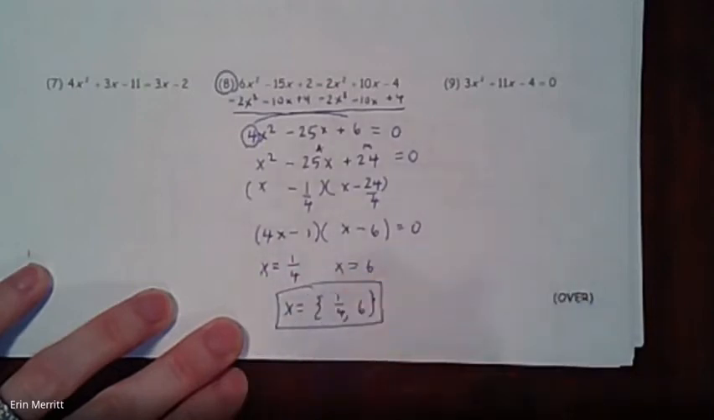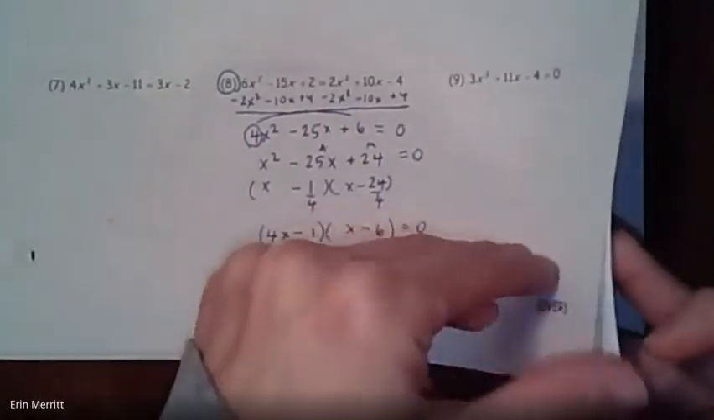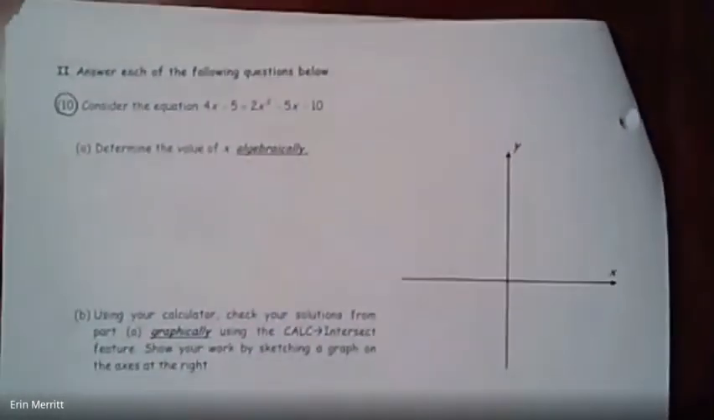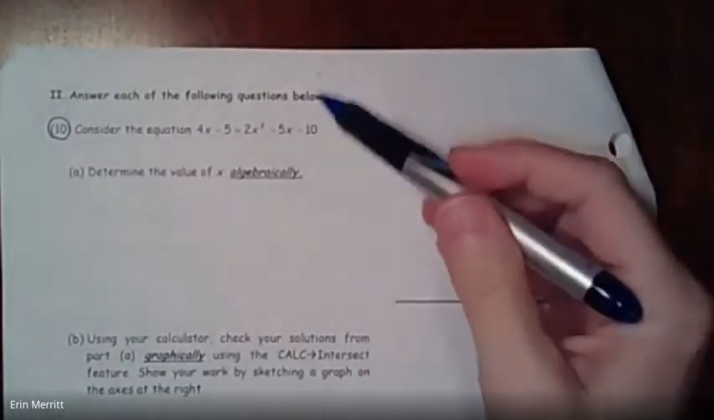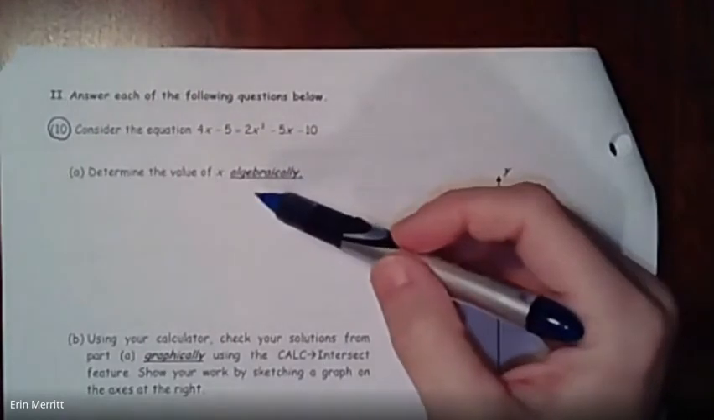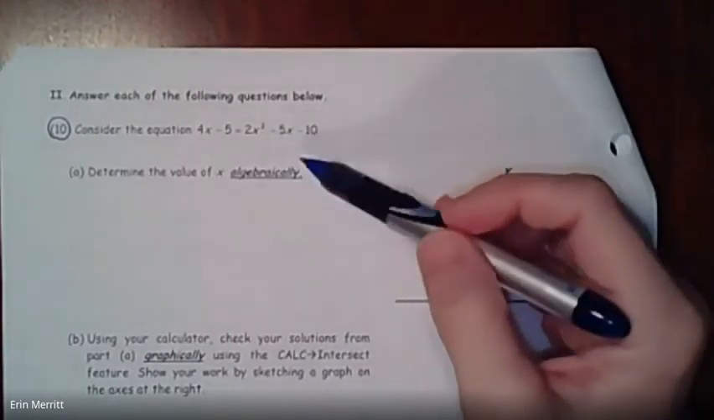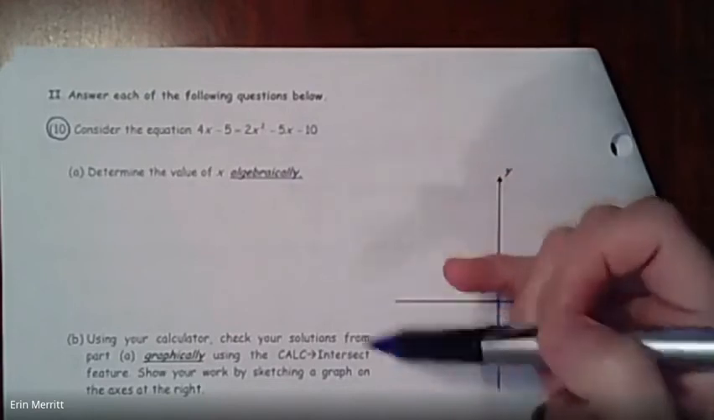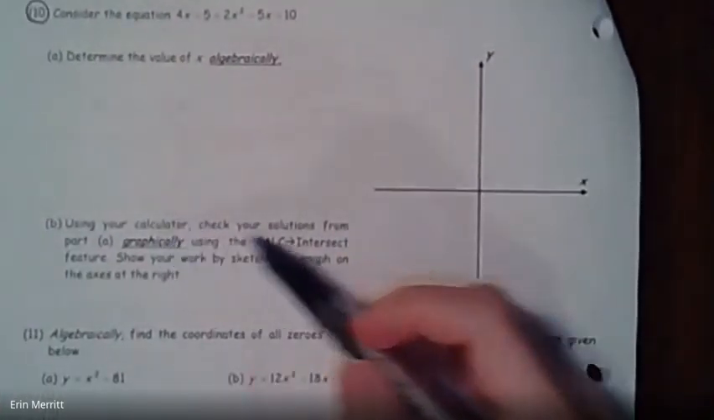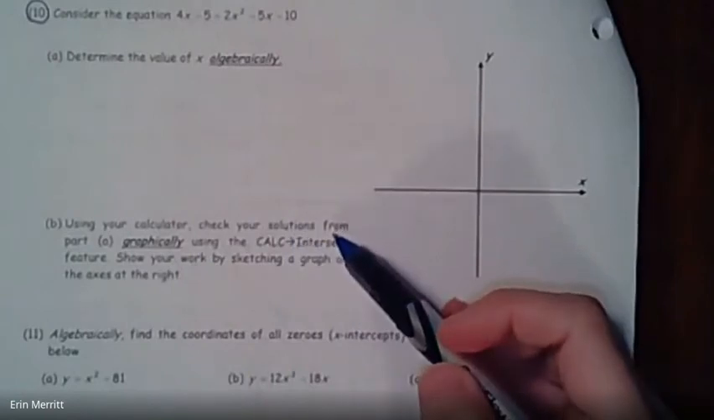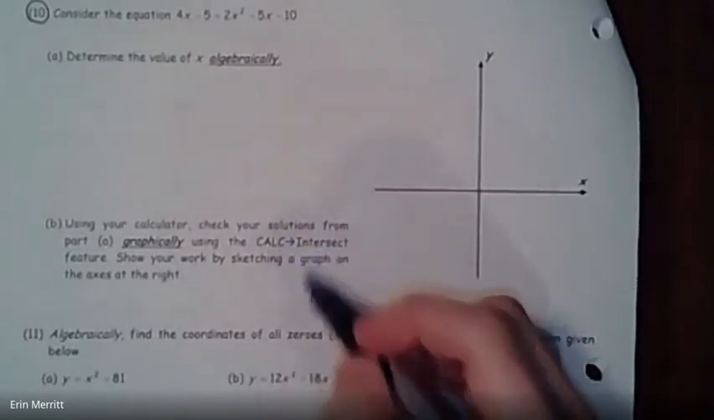Doesn't matter. All right. There's 2 other ones I wanted to look at with you, just to make sure that you were okay doing these on your own. That's number 10 and number 12. So on number 10, it says consider the equation, determine the value of x algebraically. Very similar to the one we just did. So I'm going to let you do part A on your own. Part B, when it says use your graphing calculator to check the solutions for part A using the calc intersect.